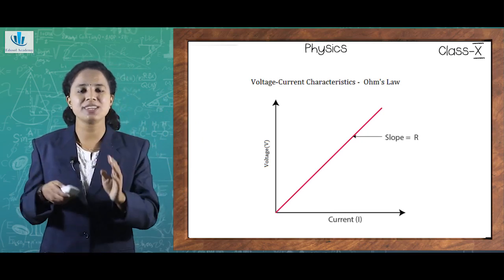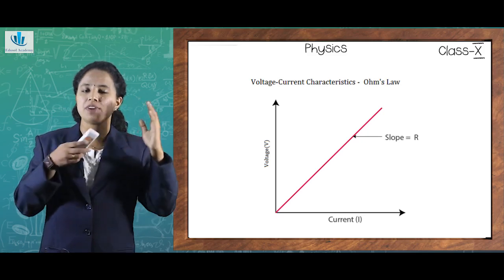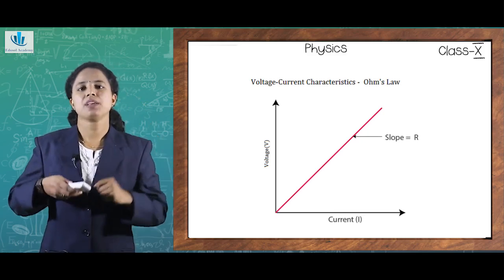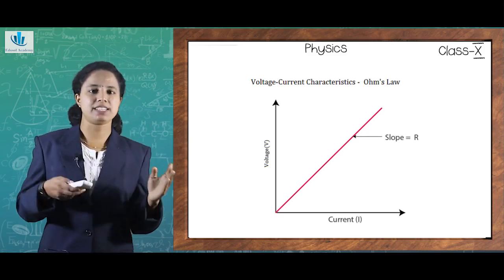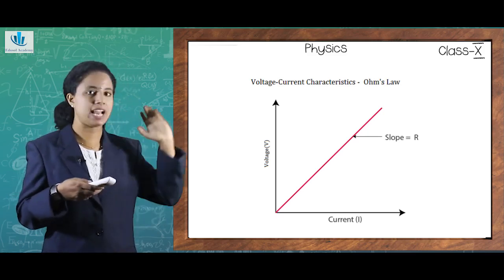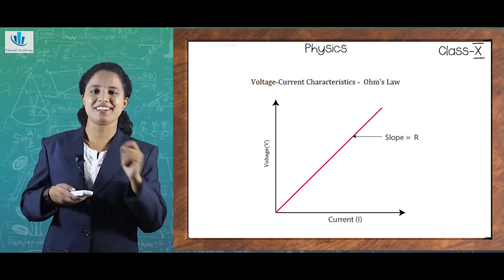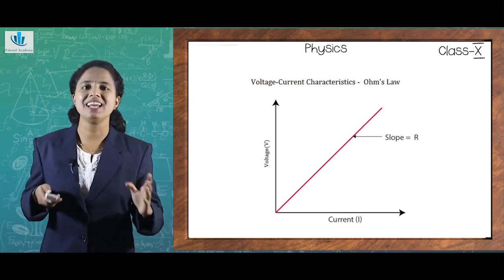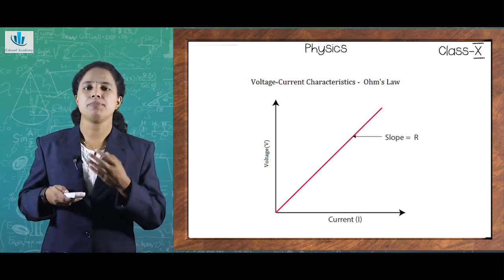We have already known that V equals IR, isn't it? So if R is the slope, then R equals V by I. So if current increases, voltage will also increase simultaneously. That's why you get a straight line if I am plotting the voltage-current characteristics. So Ohm's law is verified by this particular experiment.